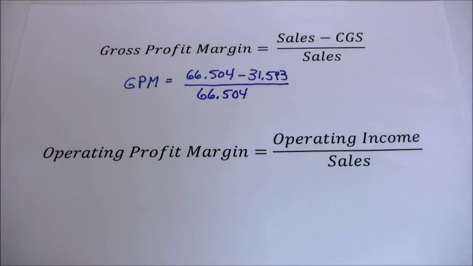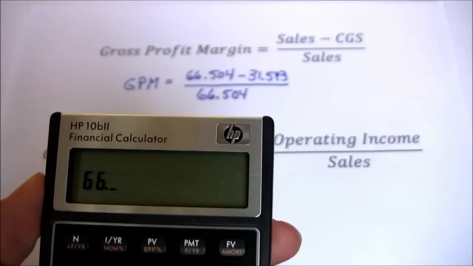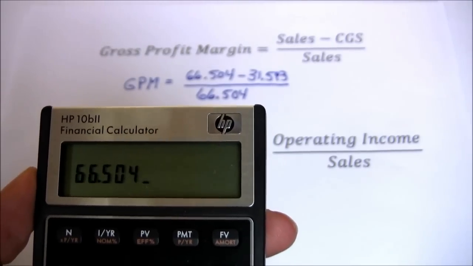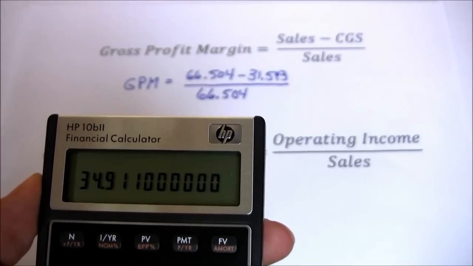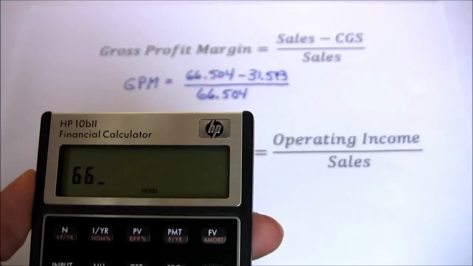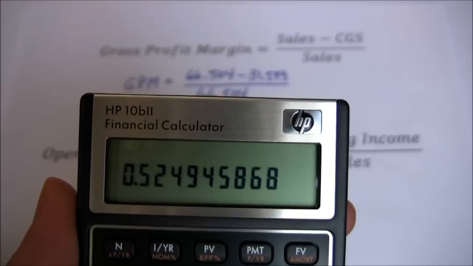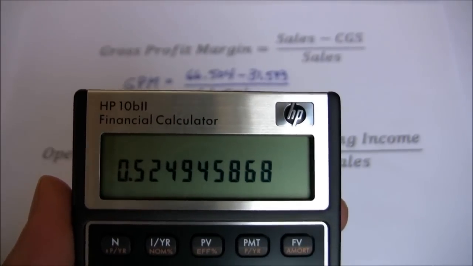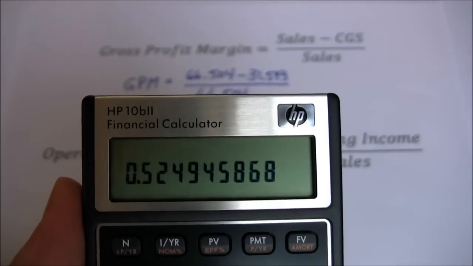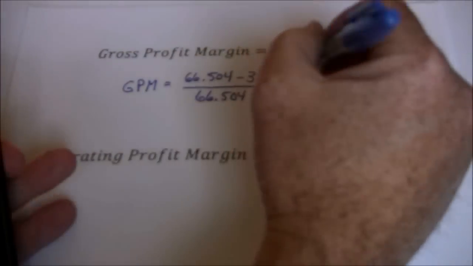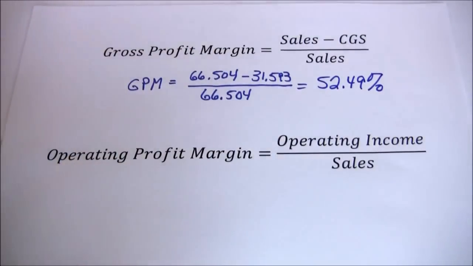So then we get our calculator. Go ahead and punch those values in. 66.504 minus 31.593 divided by 66.504. And that gives us a gross profit margin of 52.49%. And again, typically we don't want to write that down as a decimal. We want to write it down as a percent. So 52.49% is our gross profit margin.